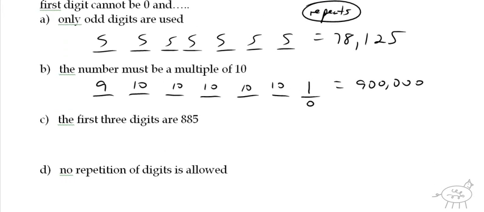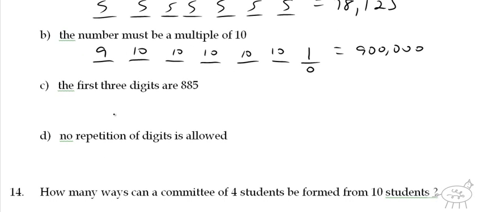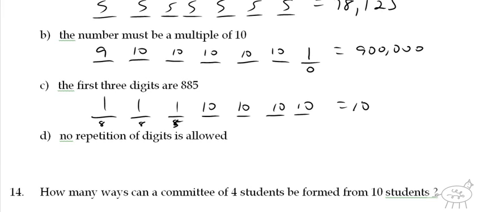So you multiply this out, and you get 900,000. Okay? Letter C, the first 3 digits are 885. So 1, 2, 3, 4, 5, 6, 7. Again, don't write 885 in here. It's 885, so it's one possibility, one possibility, one possibility, and then you're doing the rest here. Then, of course, I can have zeros here now. So 10, 10, 10, and 10. So my answer to this one is 10,000.